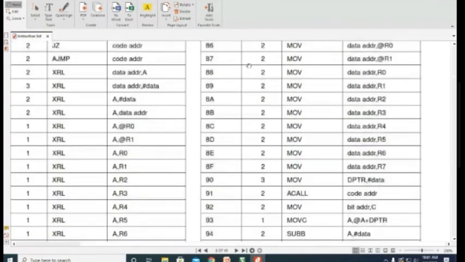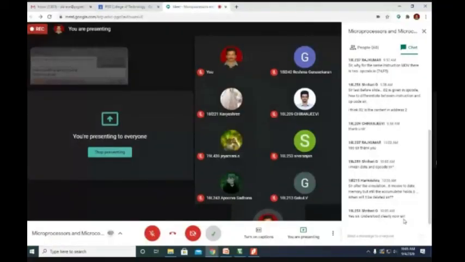Hare Krishna sir asks: after the simulation 6 moves to data memory but still the accumulator holds the 6. What will be when it will be deleted?